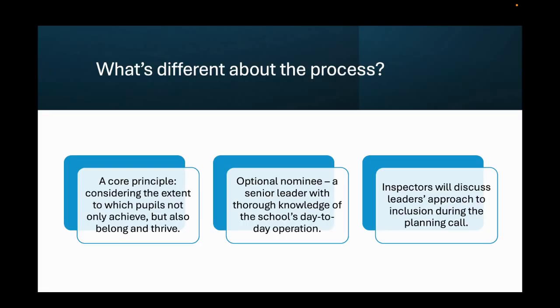What's different about the process? There are three core principles that inspectors are required to follow, and they're listed in the operational guide. But one of them, which I thought to highlight, was they're required to consider the extent to which pupils not only achieve but also belong and thrive. I thought this might interest you because I think this is an area where independent schools excel. Oh, but enough. I said I would not be commenting.